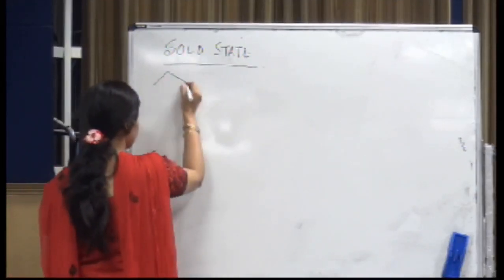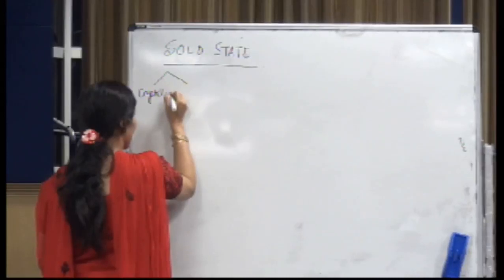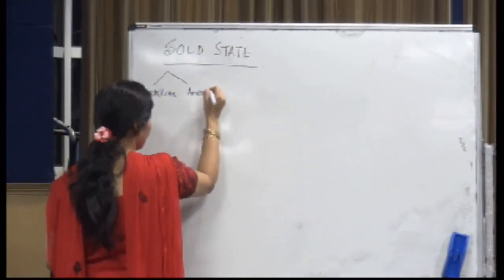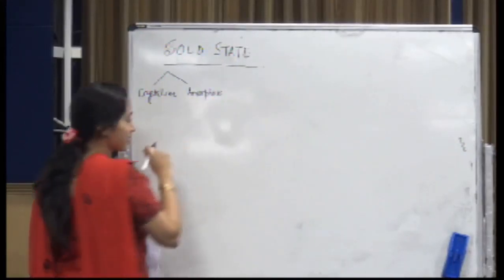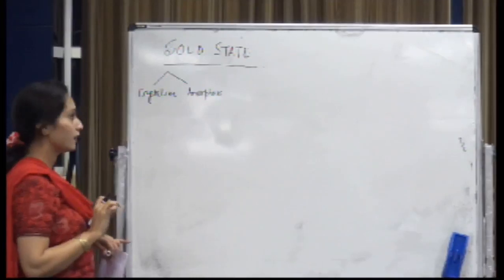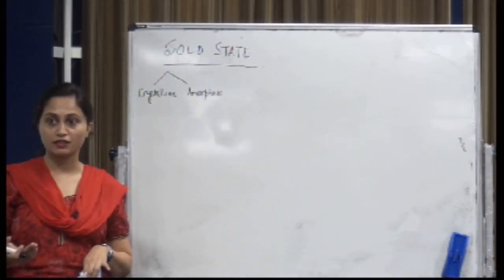The very first and the most important were the crystalline and amorphous. Which of the two has a sharp melting point? Which of them is isotropic in nature? Quartz glass is what type of a solid?